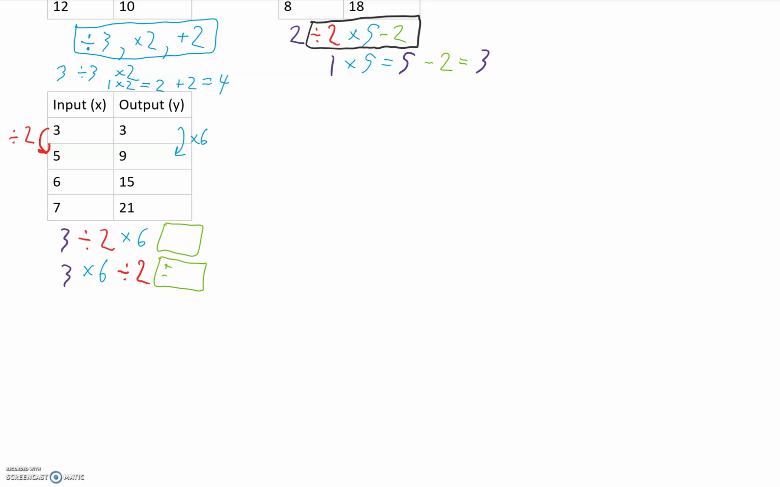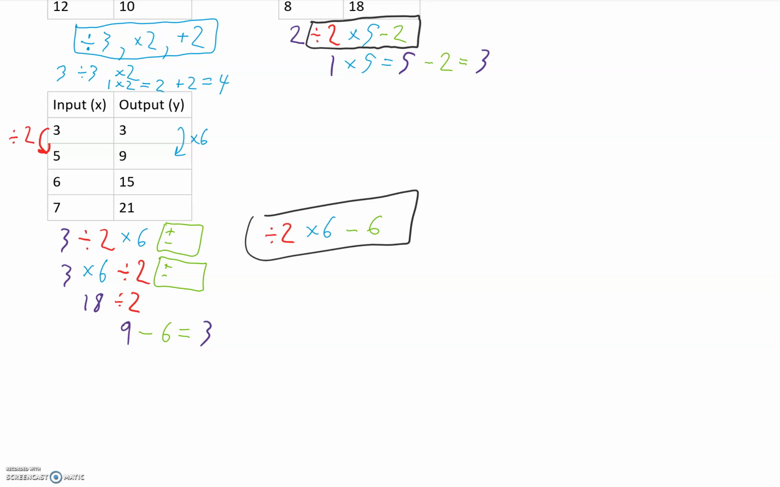Plus or minus something. So 3 times 6 is 18. Divided by 2 is 9, and 9 does not equal 3, so we have to plus or minus. What do you think? To get to 3, we have to minus 6. So minus 6 equals 3. So that means our three operations are divided by 2, times 6, and minus 6. Those are our three equations.